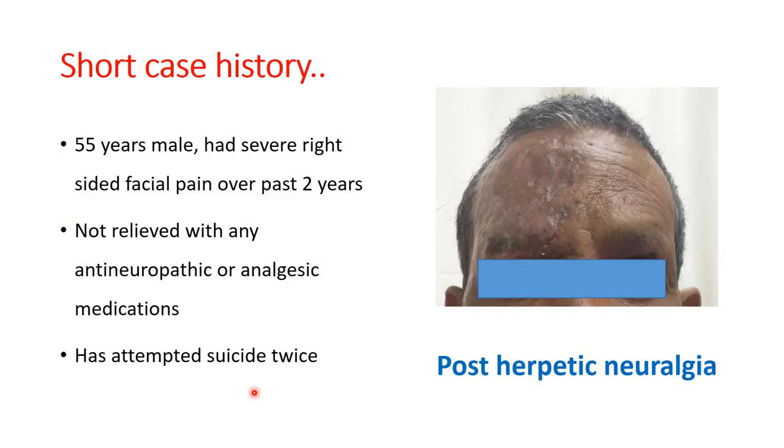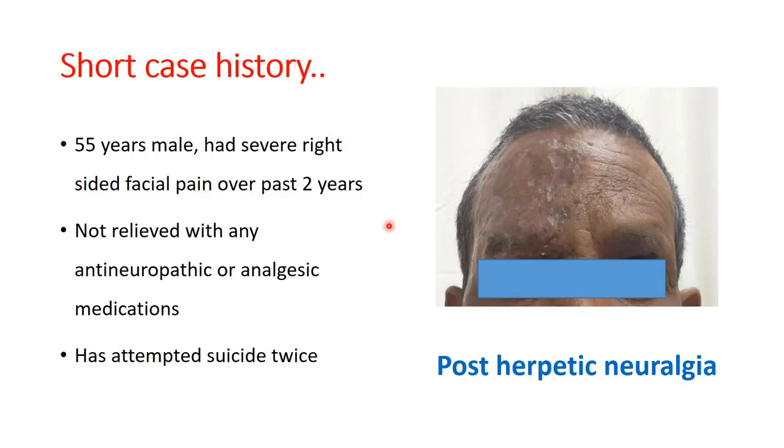Okay, a short case history. This is a recent case which I have done. A 55-year-old male had severe right-sided facial pain over the past 2 years. Here you can see the lesions, and he was diagnosed as a case of post-herpetic neuralgia. He was not relieved with any anti-neuropathic or analgesic medications. He was on morphine, pregabalin, gabapentin, all those drugs. He had also attempted suicide twice.